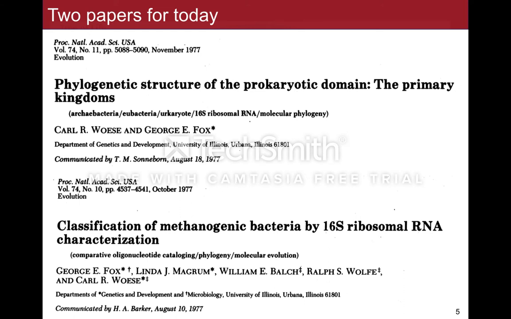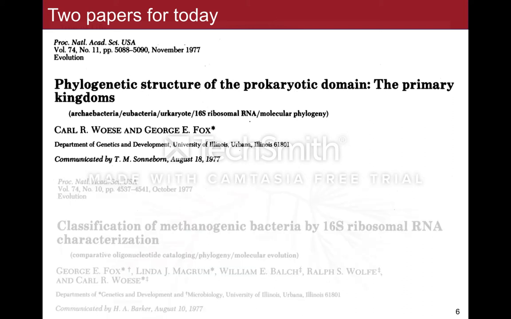So these are the two papers that I really wanted to talk about today. They were both published in 1977. They sort of led to a complete revolution in thinking about microbes and microbial diversity and phylogeny. I think when this first one came out, which came out later than this one, it was covered on the front page of the New York Times and lots of other big news stories. This was a big, big deal, what was in that paper. So we're going to focus on this paper at least for now.